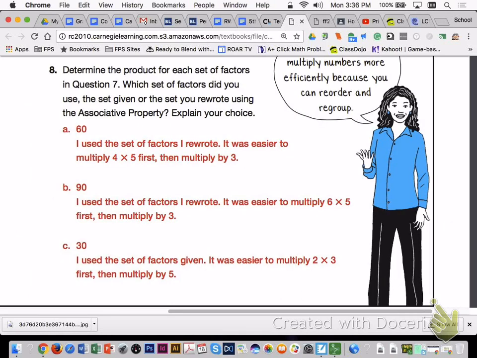For number 8, letter A, your product is 60. You could have used the set of factors that you rewrote. It would have been easier to multiply 4 times 5 first, then multiply by 3.